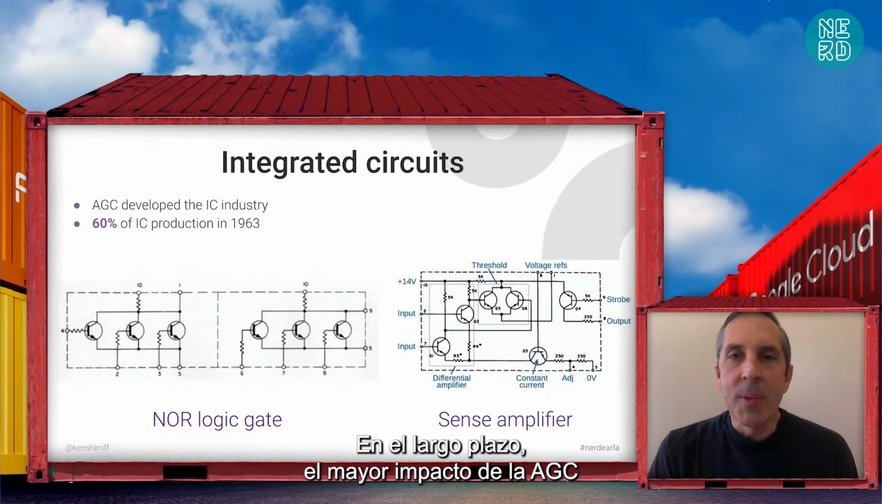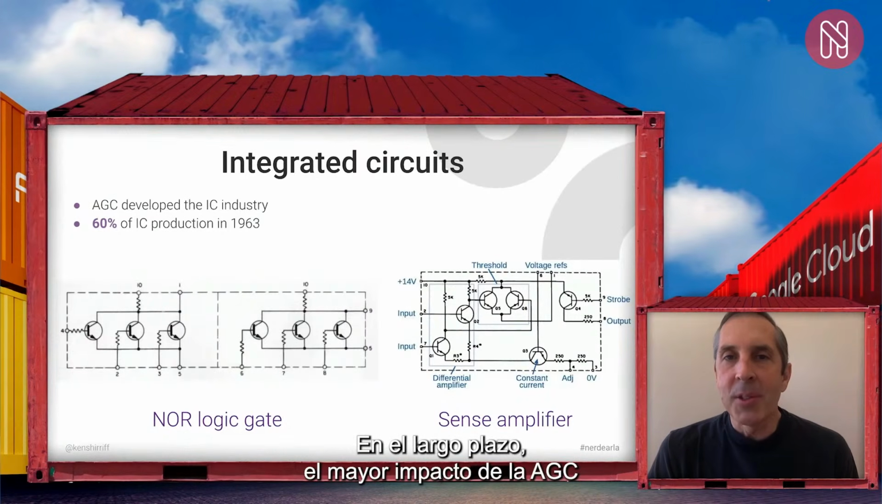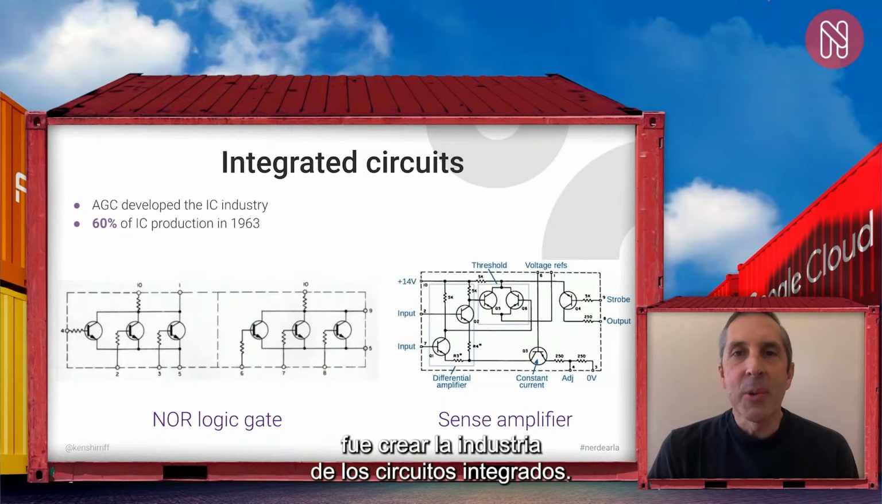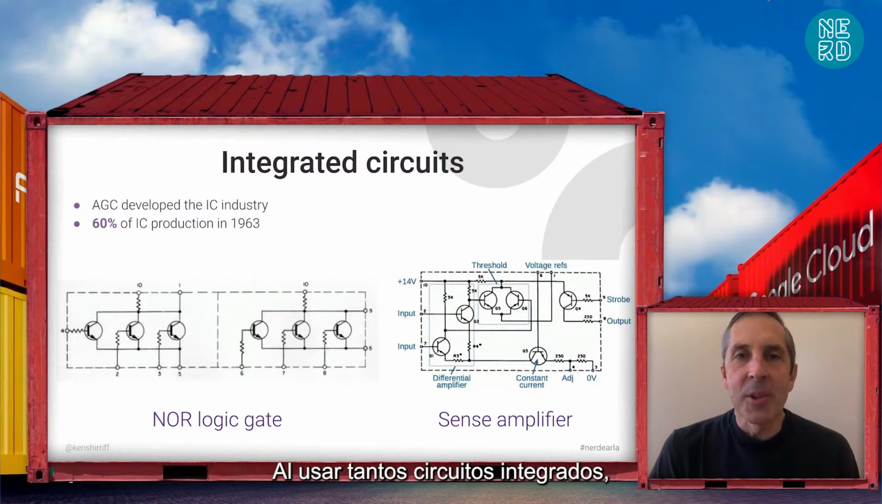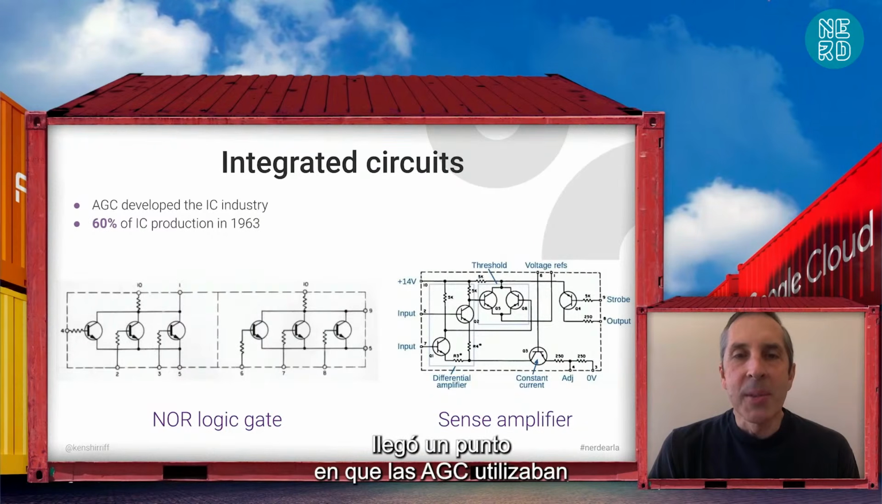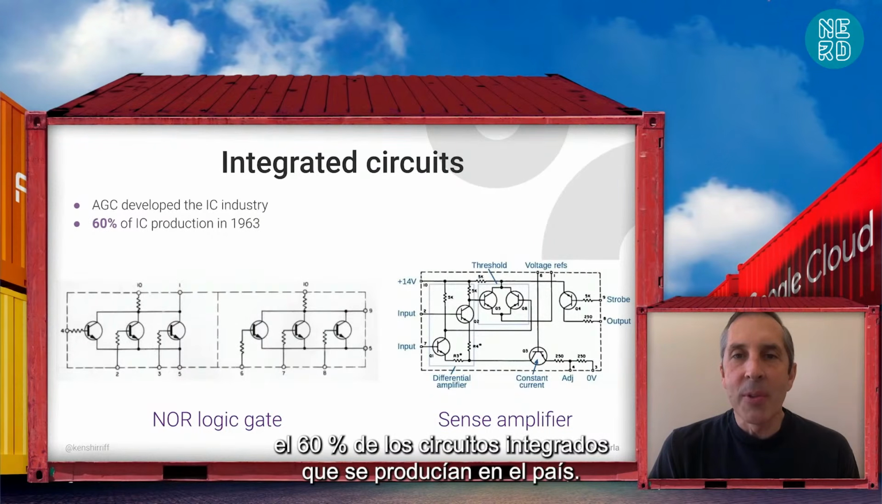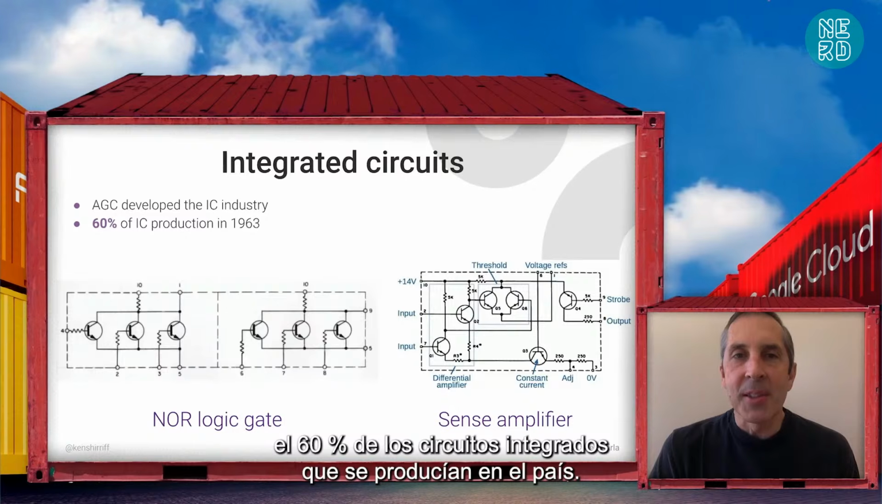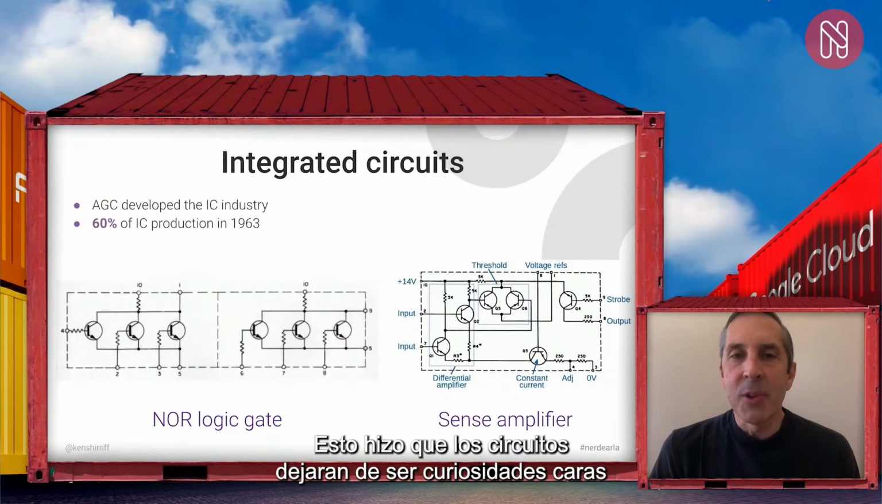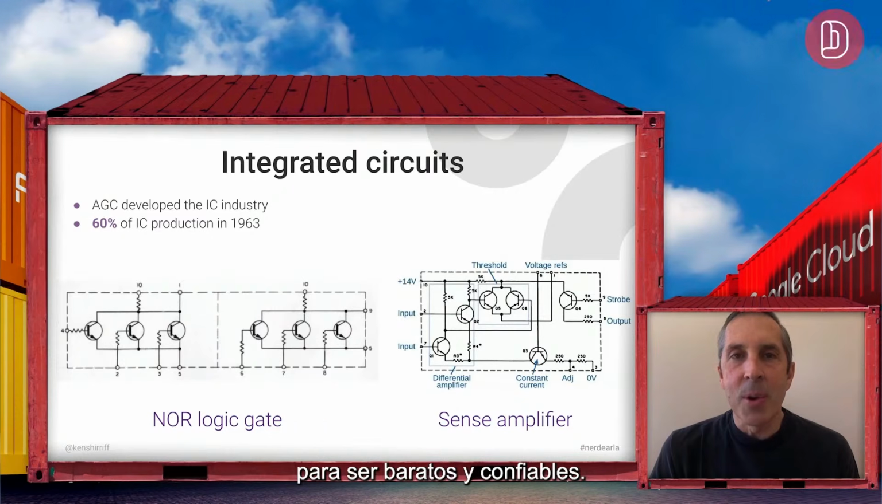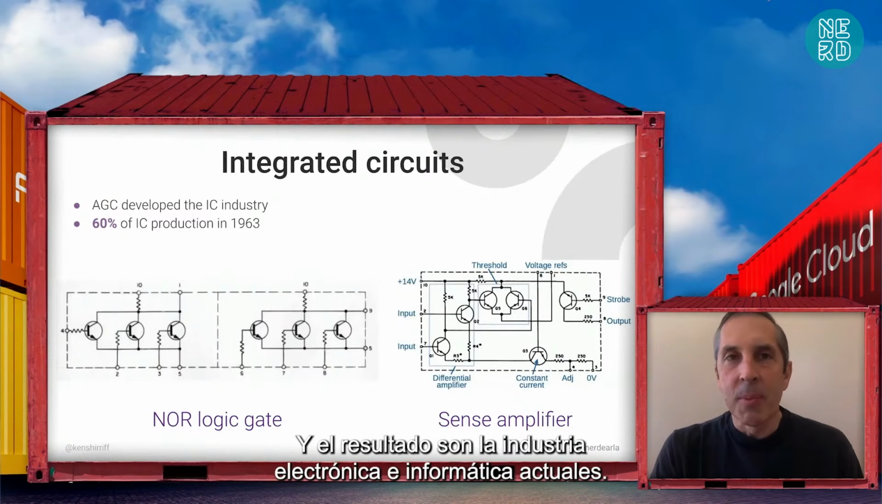Now, in the long term, probably the most important impact of the Apollo guidance computer was that it essentially created the IC industry because it was using so many integrated circuits. At one point, the AGC was consuming 60% of all the integrated circuits produced in the United States. This demand turned integrated circuits from expensive curiosities into cheap, reliable components, and basically made what the computer and electronics industry are today.